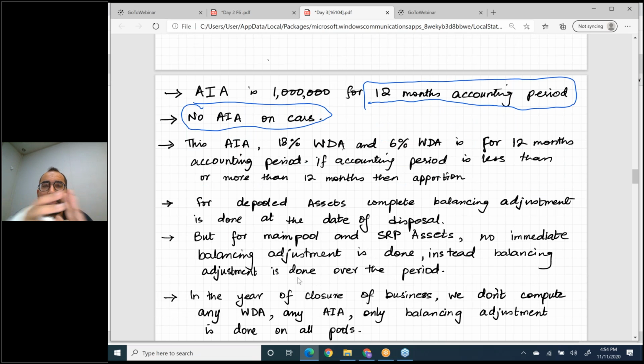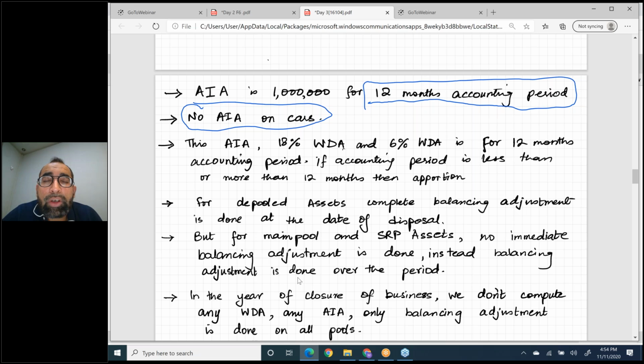Now, for AIA, what is the priority to use it? I have not written it here, but I'm telling you orally. In your question, sometimes you buy assets of the SRP, sometimes assets of the main pool, sometimes you have a privately used asset. You can buy a lot of assets in one accounting period. So how are you going to use your AIA? Always, the first priority is SRP assets, then main pool assets, then short life assets, SLA, if you have bought any, and finally privately used assets on the last priority.